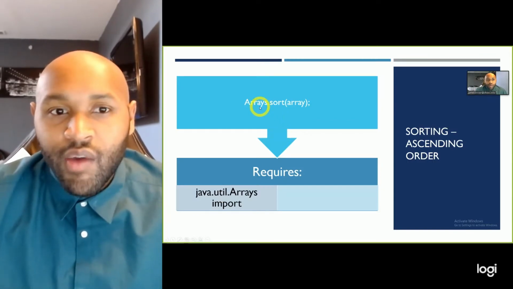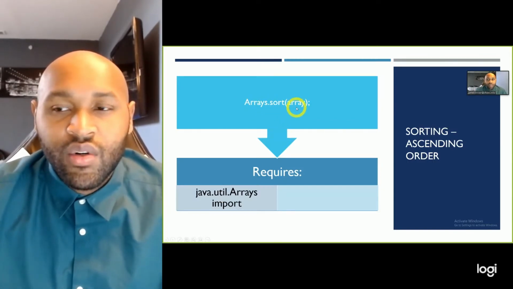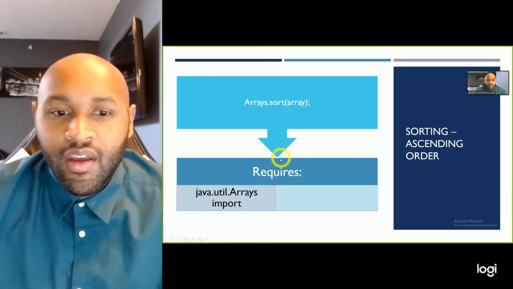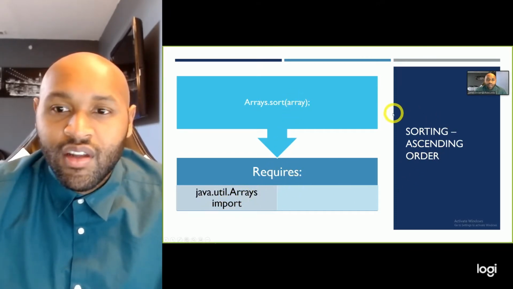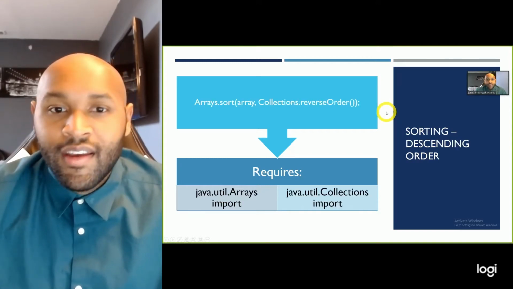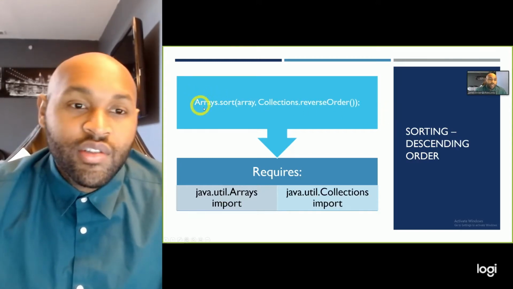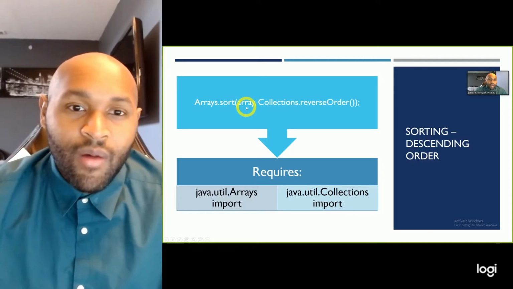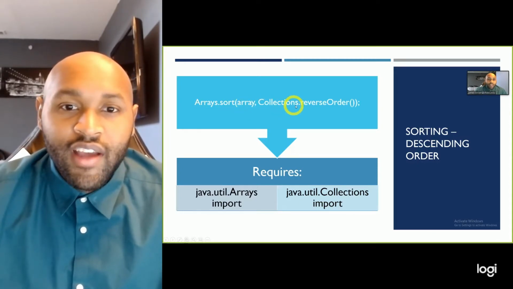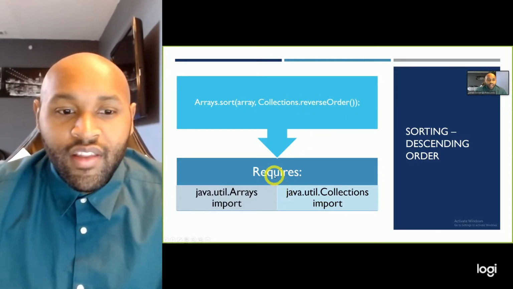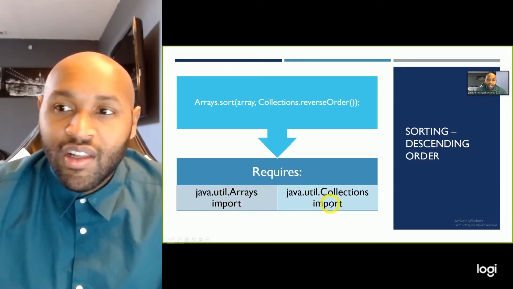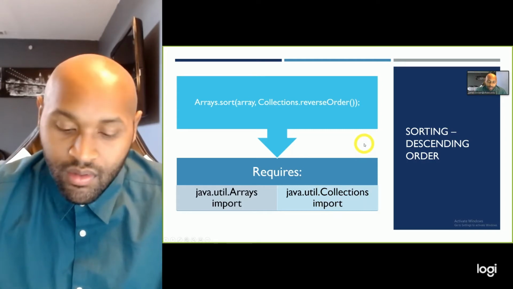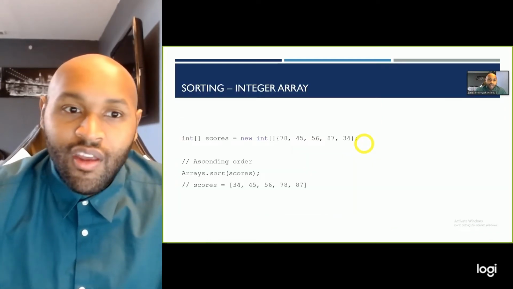So the method that we actually use is called Arrays.sort, and we pass in our array. And this requires that java.util.Arrays import. This is ascending order. Descending order, we use the method Arrays.sort, pass in our array, and then we type in Collections.reverseOrder. And this requires the java.util.Arrays import and the java.util.Collections import. Now I'll show you some examples of that.